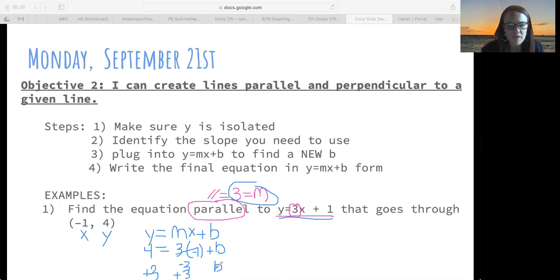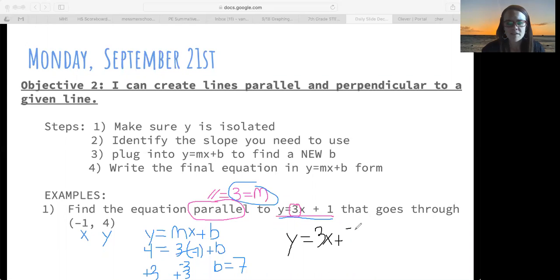So then just be careful not to finish the problem, because what they wanted was the equation. They didn't want you just to find the b, they want you to find what is your new equation that is parallel. So go back, step number 4 is write the final equation in y equals mx plus b form. So y equals my slope of 3, x, and my new b of 7.